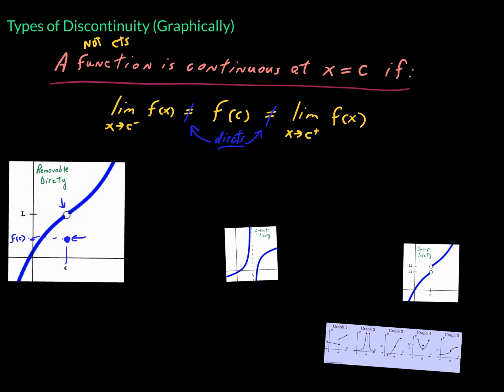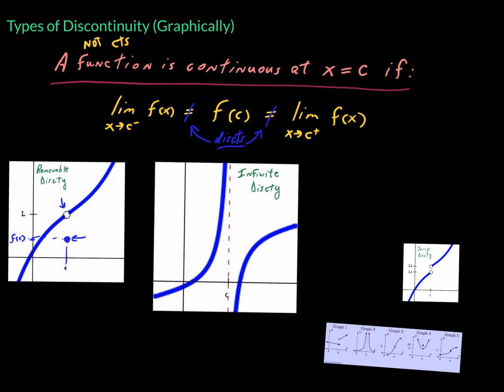The next big type is infinite discontinuity. Well, when something is continuous, there is no breaks or holes in the graph. But when you have a break or hole in the graph, there's a discontinuity. And obviously infinite is when you have a vertical asymptote and you're approaching infinity, whether it's infinity or negative infinity, or both, then you have infinite discontinuity.